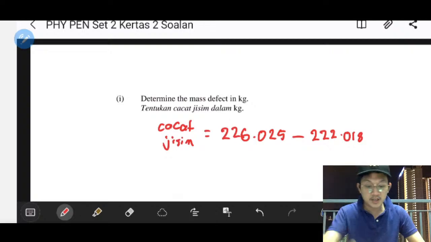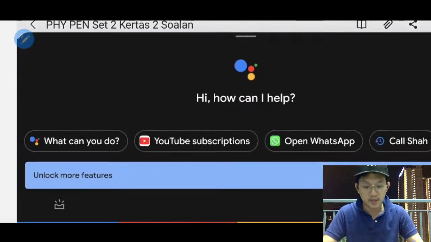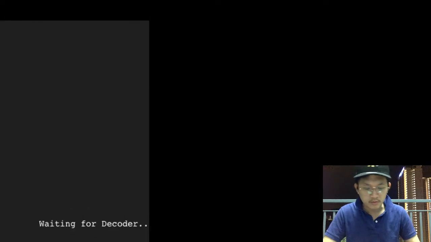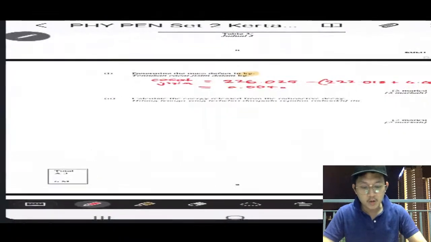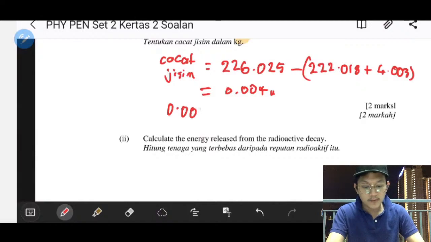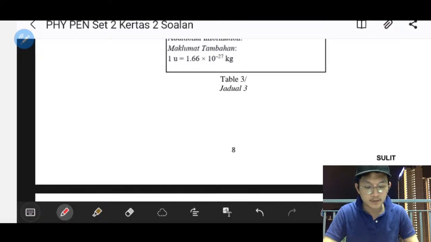So the answer would be 0.004. But this is not the answer. This is your u. Don't forget, dia kata dalam kilogram. Okay? So you have still got another step. You have to convert it into kilograms. Okay. So you take your 0.004, you have to multiply by your value tadi, 1.66 times 10 to the power of minus 27.